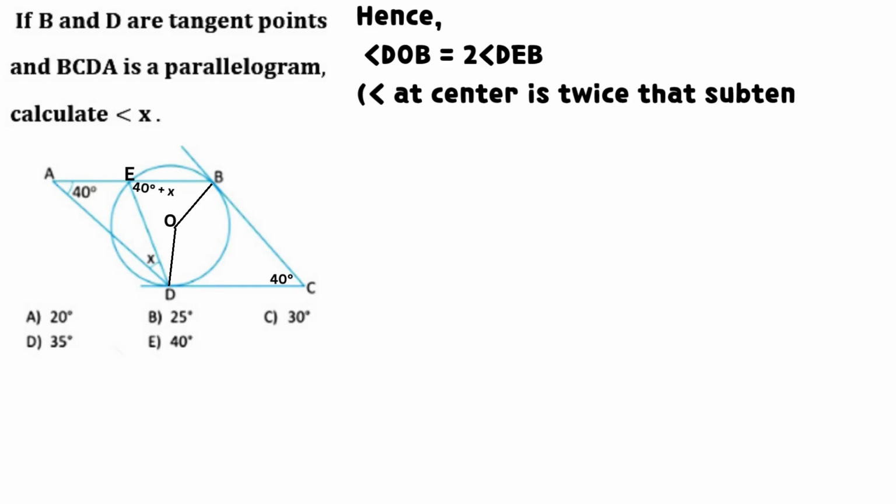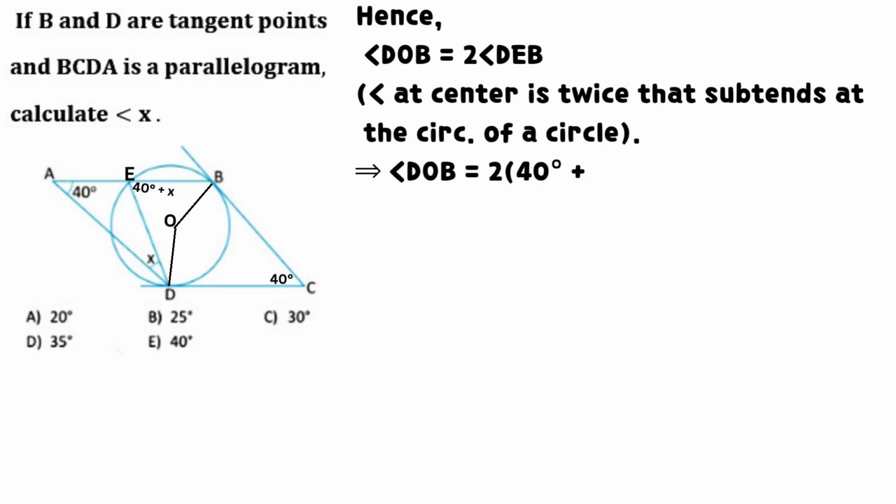Hence, angle DOB equals 2 times angle DEB. It is because the angle at the center is 2 times the angle subtended at the circumference of a circle. It signifies that angle DOB equals 2 times the sum of 40 degrees and x, which equals 80 degrees plus 2 times x.